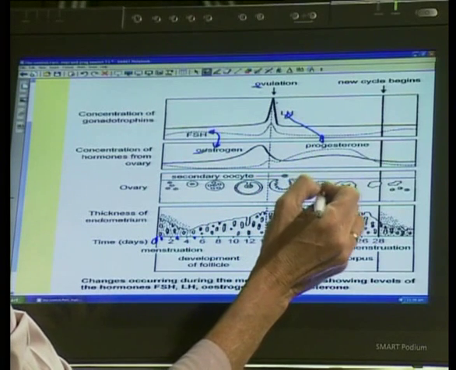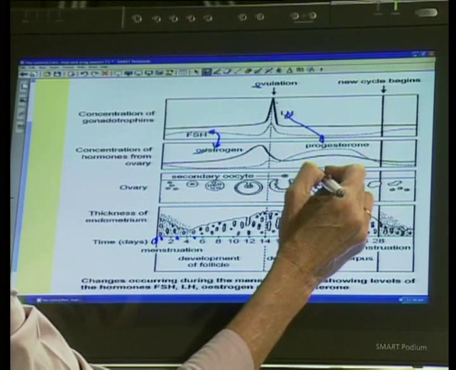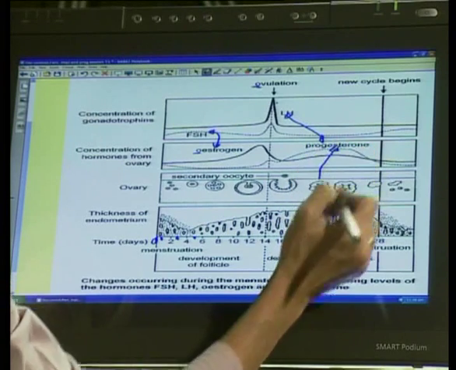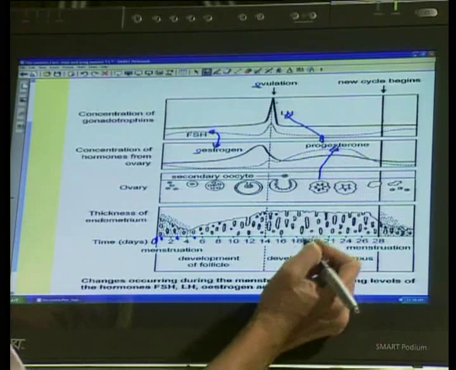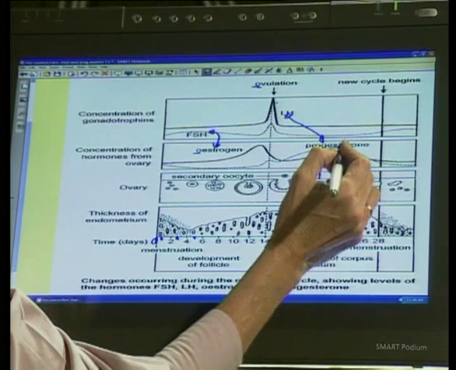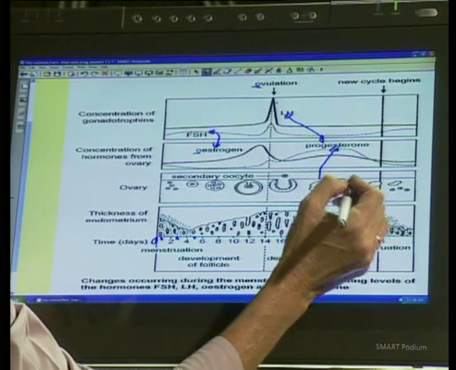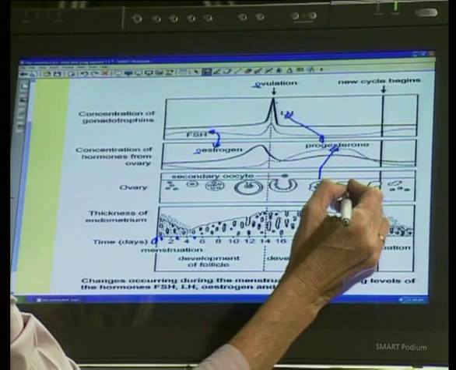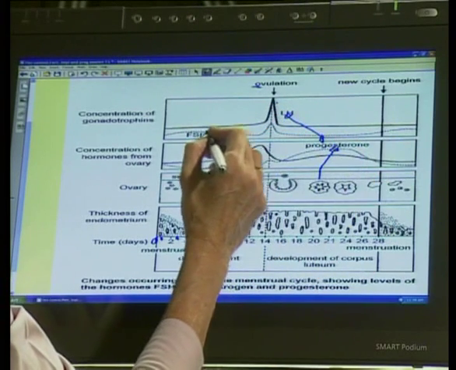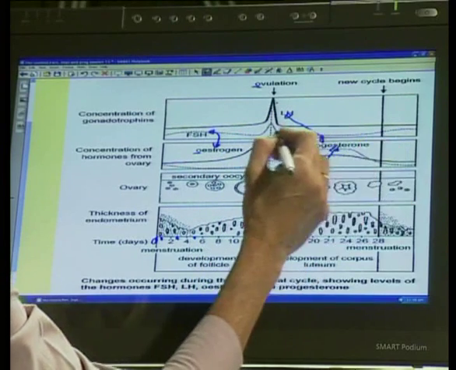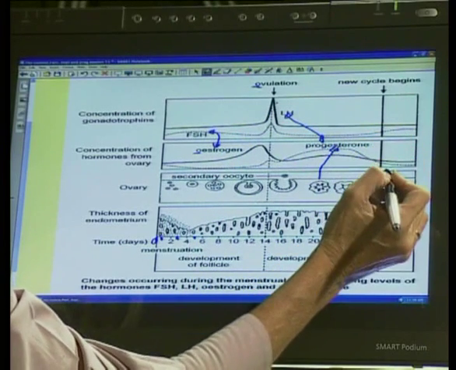And here, your corpus luteum will cause the release of progesterone. Why? Because the luteinizing hormone will stimulate it to release progesterone. If the egg is not fertilized, the corpus luteum will disintegrate, and your levels of follicle stimulating hormone and luteinizing hormone will decrease.